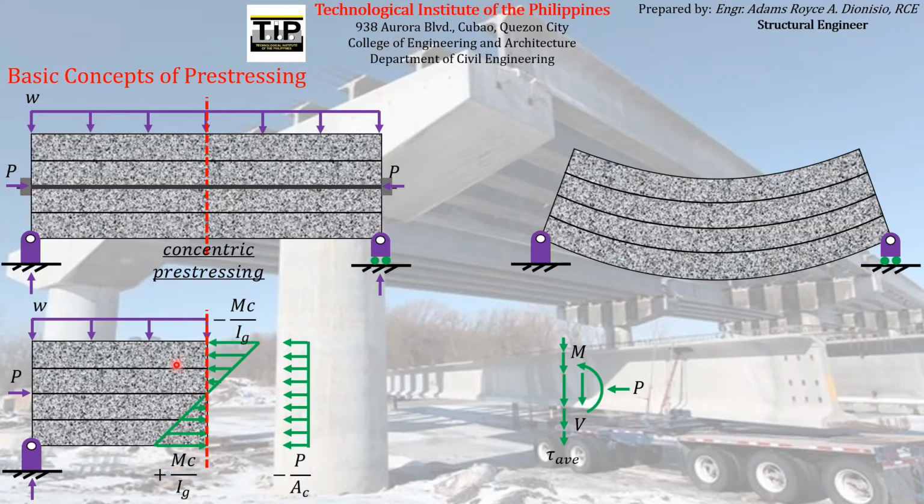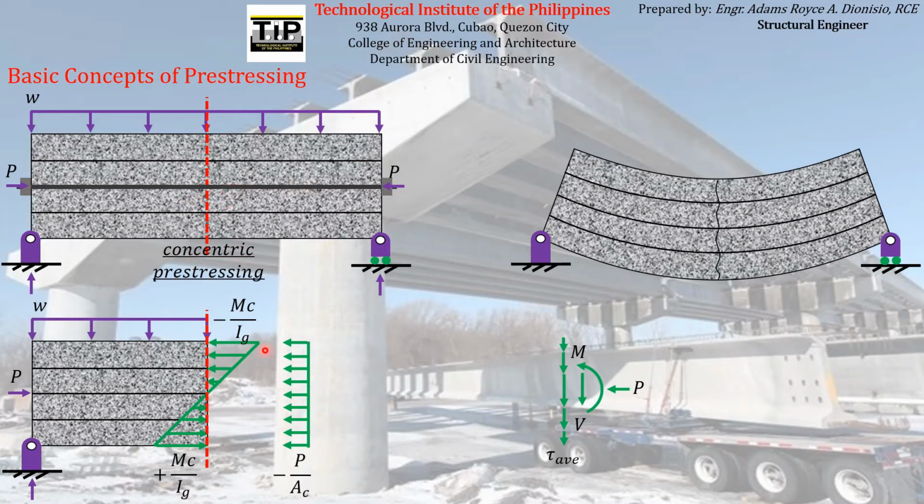There is a compressive stress at the upper portion of the neutral axis, and there is a tensile stress at the bottom or below the neutral axis. And again, we know for a fact that concrete has a low tensile strength. Therefore, if it experiences a large magnitude of tensile stress, cracks will develop. Since concrete is a brittle material, the crack will easily propagate from the bottom to the upper portion of the concrete beam, resulting in failure of the concrete beam. So that will be the case if we did not put a concentric pre-stressing.